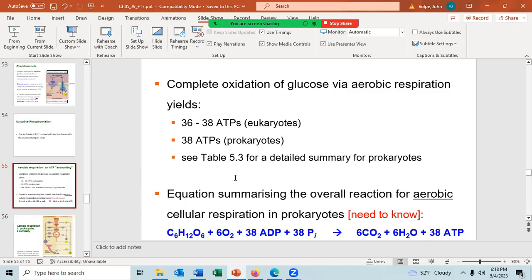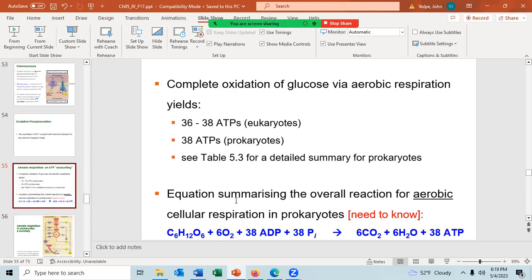All right, so that means the complete oxidation of glucose via aerobic respiration, counting the 2 ATP made in glycolysis, the 2 ATP made in the Krebs cycle, and then the ATP made in the electron transport chain, means that in eukaryotes, we get 36 to 38 ATP molecules per molecule of glucose. And the heart and the liver and the kidneys are the only cells that can make 38. All of our other cells make 36. Prokaryotes are a little more efficient, and they generate 38 ATP per molecule of glucose.